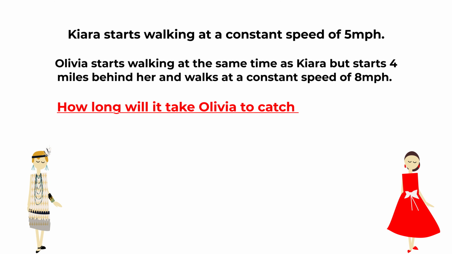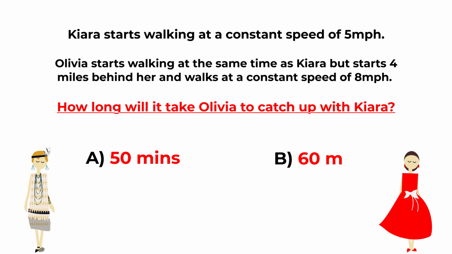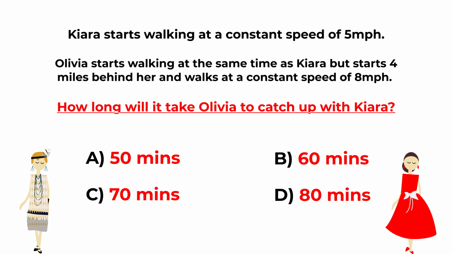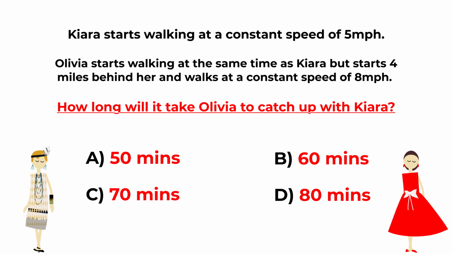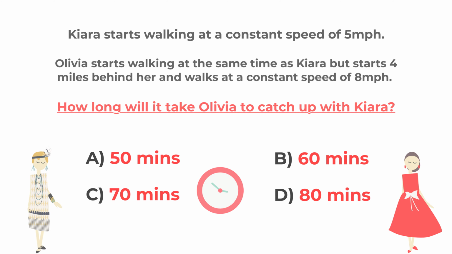You're presented with 4 different choices. Choice A, 50 minutes. Choice B, 60 minutes. Choice C, 70 minutes. And choice D, 80 minutes. Do you see the answer? Give yourself a little bit of time and think about all possible combinations. Ready or not, let's move forward and get to the correct solution together.